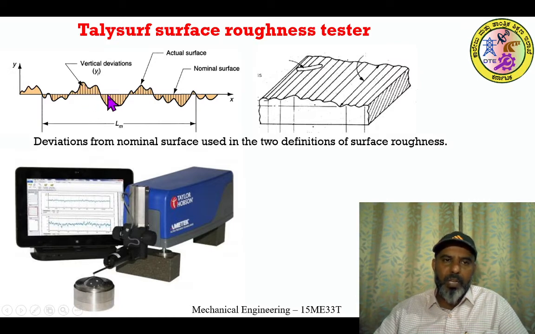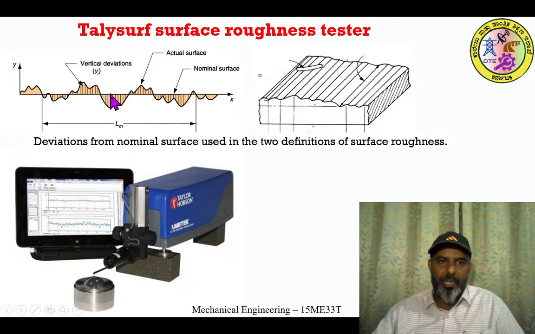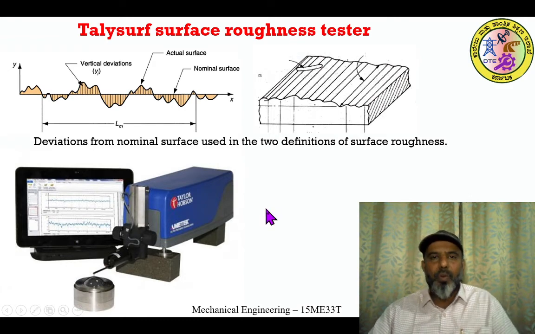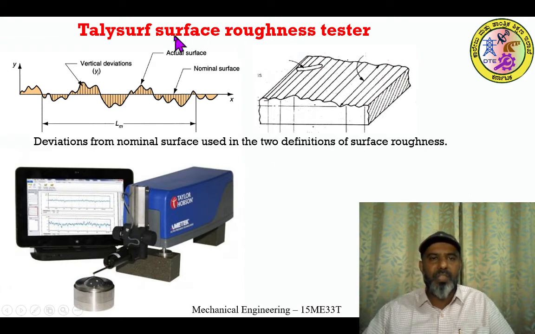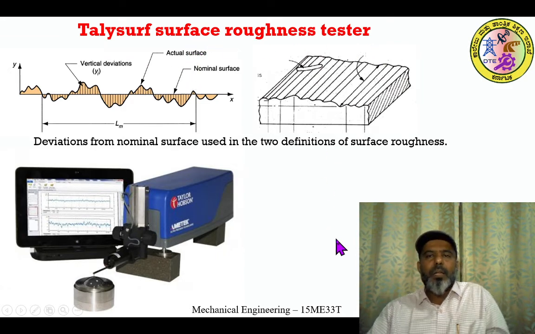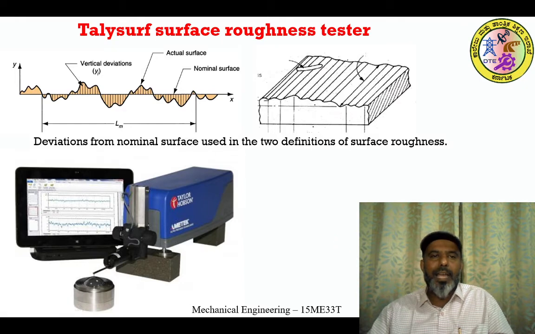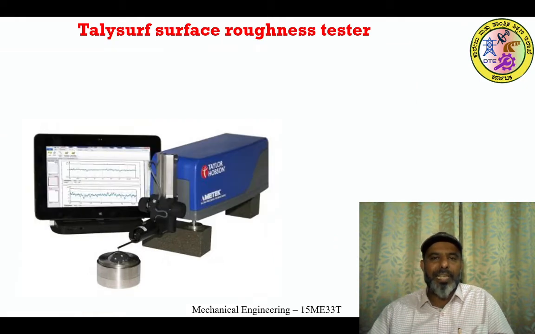Either it may be vertical, the upward vertical deviations or the downward vertical deviations from the nominal surface, is called the surface roughness. And one type of tester used for this surface roughness is the Talysurf surface roughness tester. Now let us discuss this Talysurf surface roughness tester.